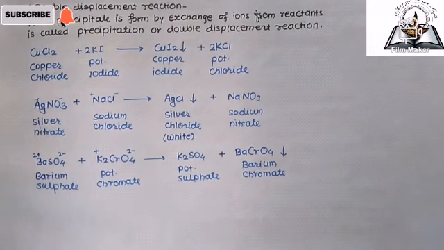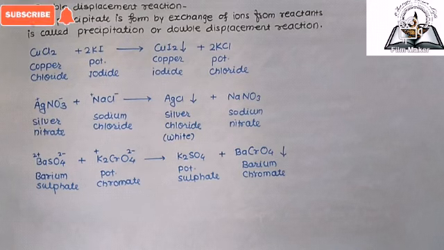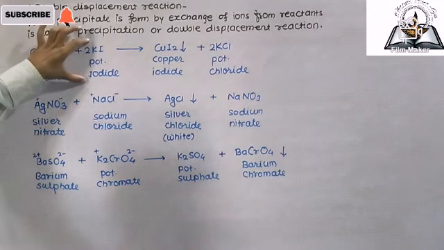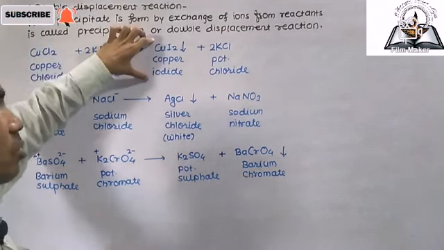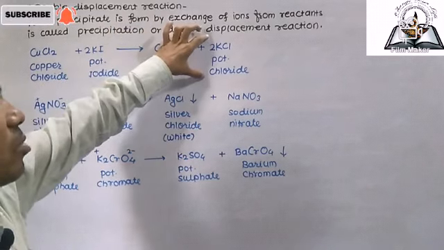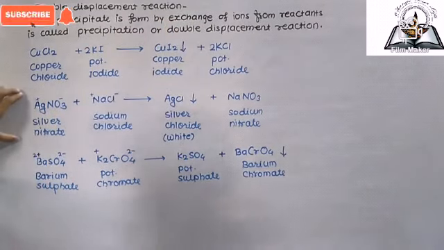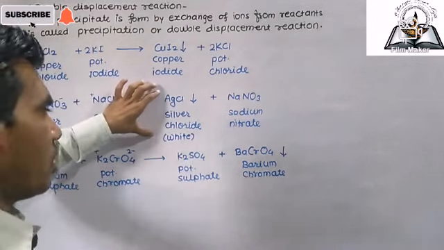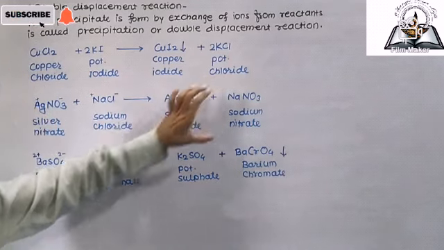The chemical reaction where the exchange of ions, that is the cation and anion from the reactant side, get converted into products, that is a precipitate is formed, is said to be a double displacement reaction. In the first chemical reaction, copper chloride treated with potassium iodide gets converted to CuI2, copper iodide, and potassium chloride is obtained. Next one is silver nitrate, AgNO3, treated with sodium chloride gets converted to AgCl, that is silver chloride, and sodium nitrate is also obtained.